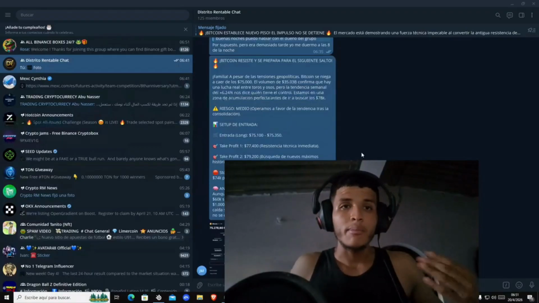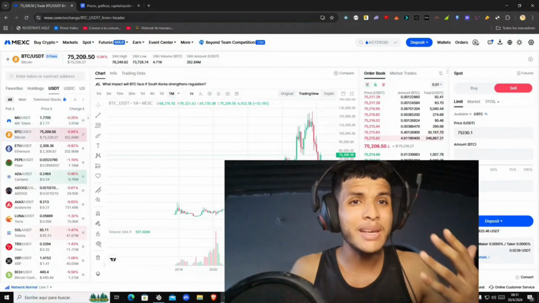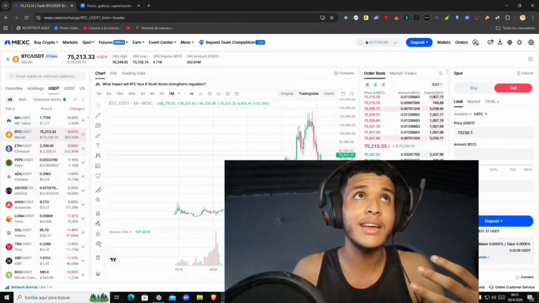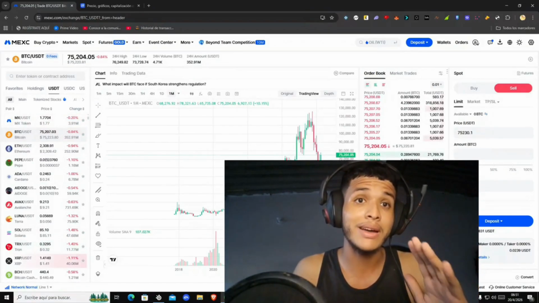And before you ask me if this trading signal can be used for futures trading, yes, but it is riskier, okay? So this trading signal is not focused on futures trading. It is more focused on spot trading. So that is up to each person to decide.